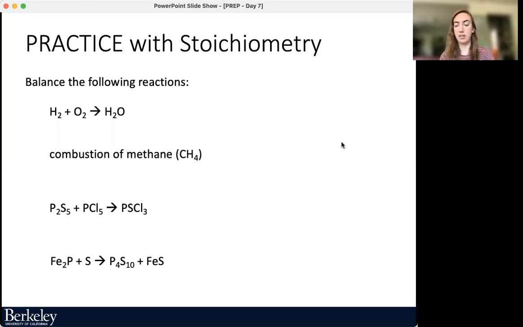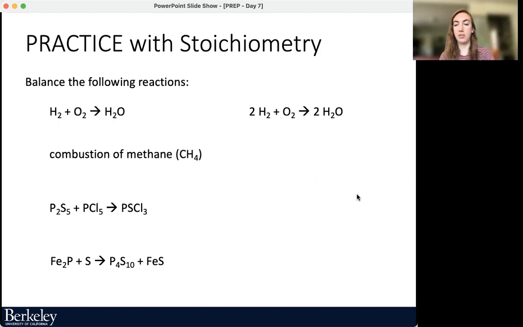Cool. So I'm just going to go over the solutions here. So for H2 plus O2 going to H2O, we have 2 hydrogens on the left and 2 on the right, but 2 oxygens on the left and 1 on the right. So what we can do is put a 2 in front of the H2 and a 2 in front of the H2O. So now we have 4 hydrogens on each side and 2 oxygens on each side so that it's balanced.